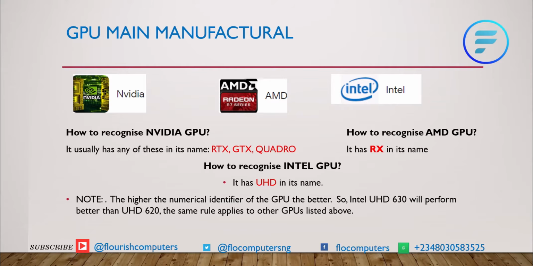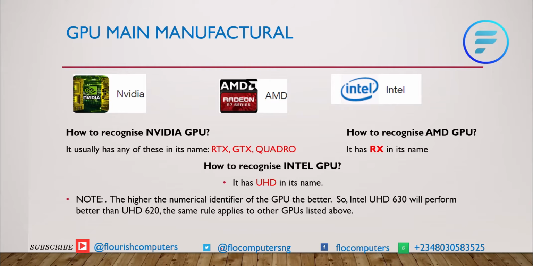So how do you recognize an AMD graphic card? It is named with RX. The same way you have RTX, GTX, Quadro for NVIDIA, you have RX for AMD. That is how you are going to recognize that this graphic card is from AMD.